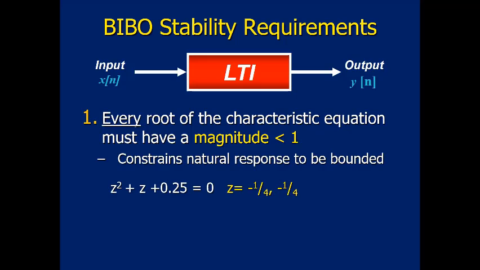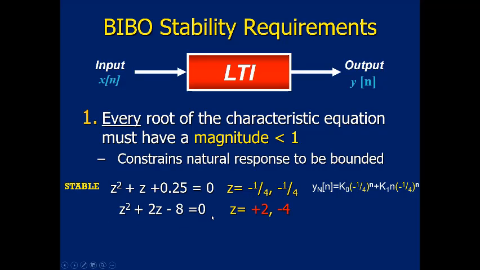That's because that constrains the natural response, the thing we're exponentiating, to a number that's going to decay rather than grow. For example, if this was the characteristic equation of our system, z squared plus z plus a quarter equals 0, that has repeated roots at z equals minus 1/4. That's a stable system. Its natural response is going to be minus 1/4 to the n plus n times minus 1/4 to the n, and those will be converging functions.